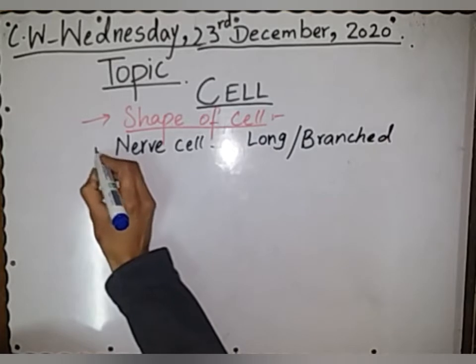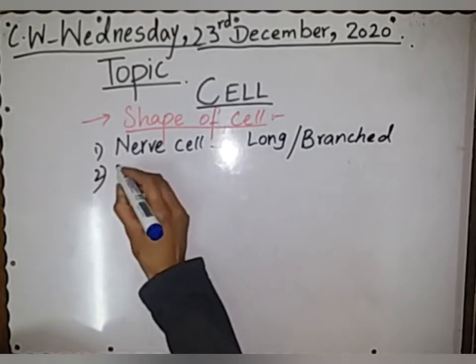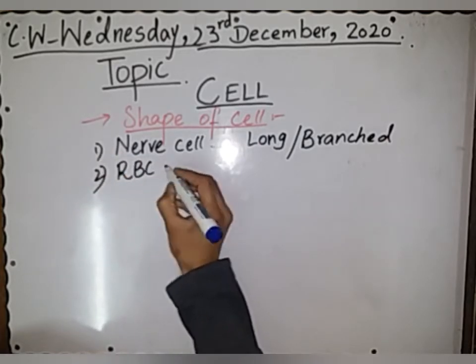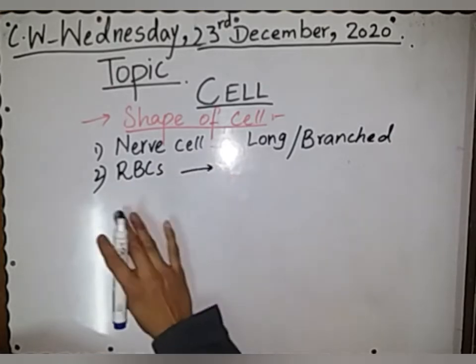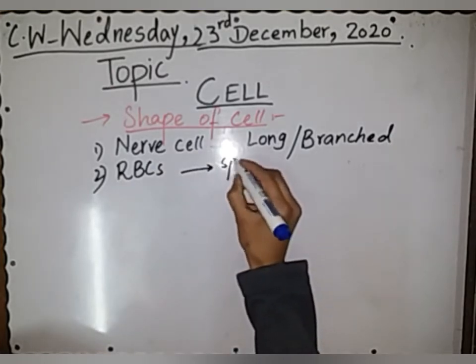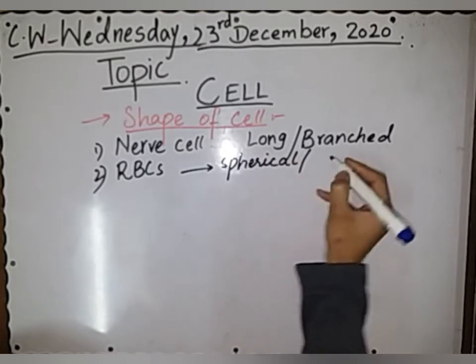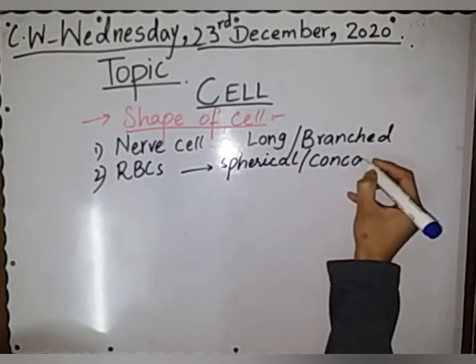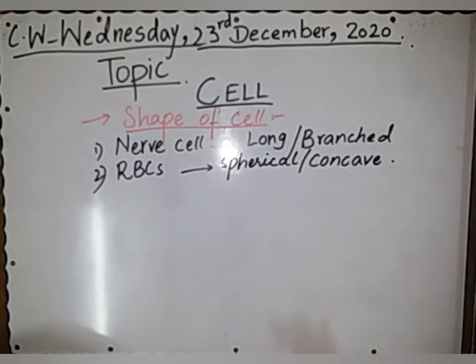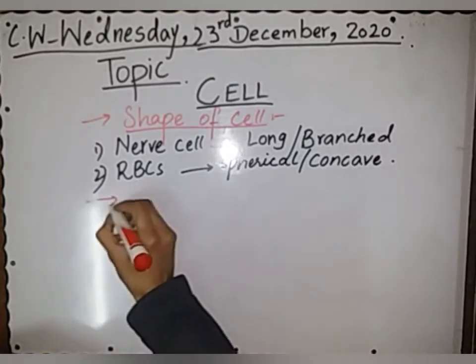The next example is the red blood cell. RBCs, which are present in our blood, are of spherical and concave shape. So the shape of the cell is not fixed, it may vary from location to location. Next, move to the next topic, that is the size of the cell.